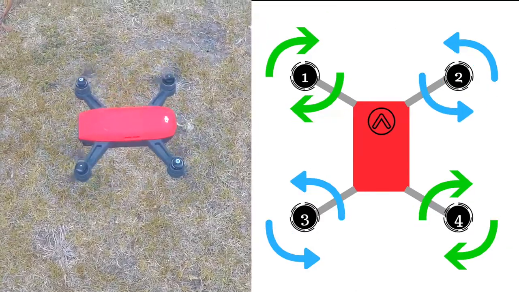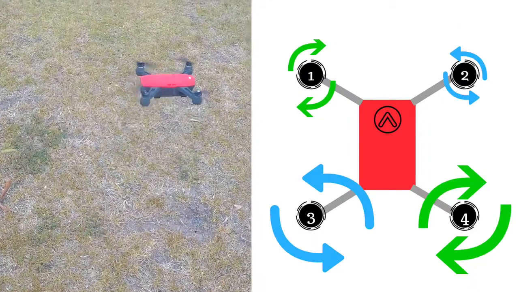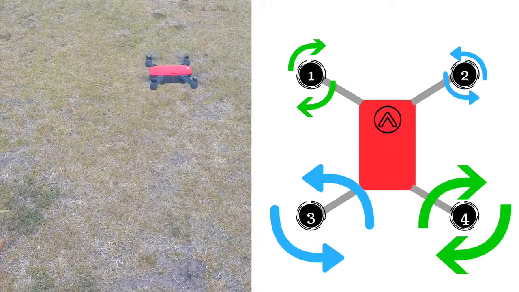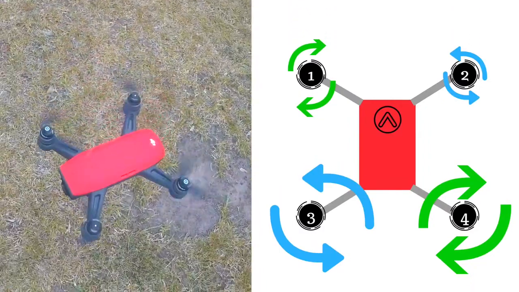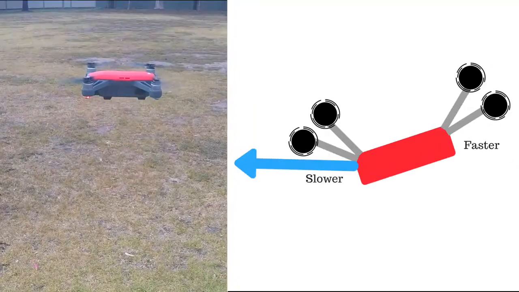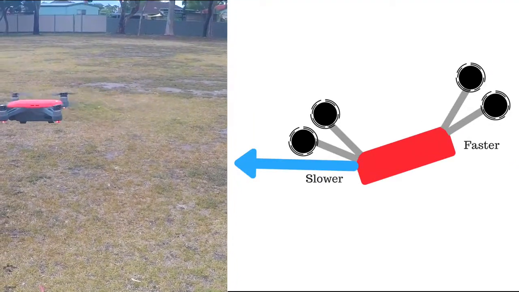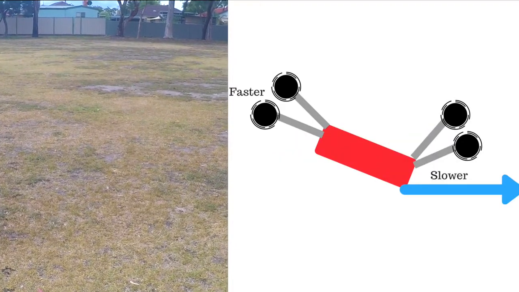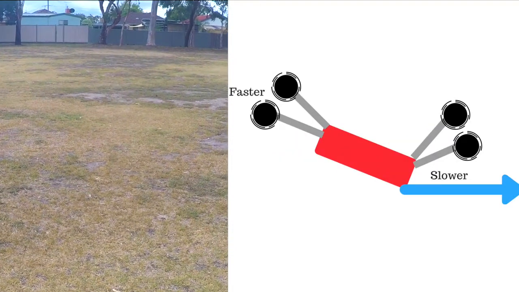If you want the drone to move forwards or backwards, you slow down 2 rotors on one side of the drone and speed up the 2 rotors on the other side. The drone will tip slightly towards the slower side and move in that direction. Hey, we're moving forward. If you want to move sideways or backwards, we just use the same principle on the other sides of the drone.